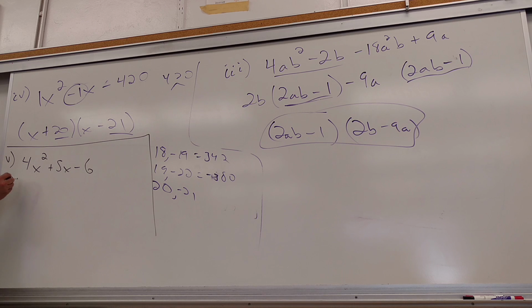So there is a method where you just start trying stuff. Maybe this is 4x and x, and maybe this is 6 and 1, and you see, no, that didn't work, let me try something else. The better you are with playing with numbers, the easier that method is.